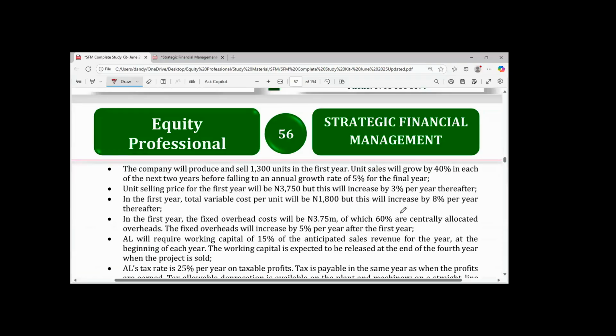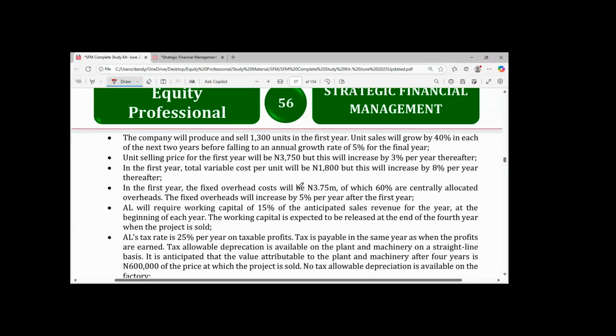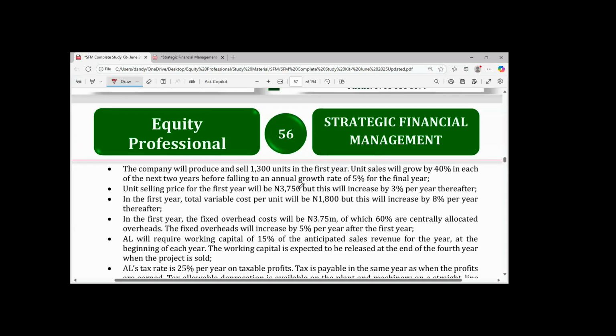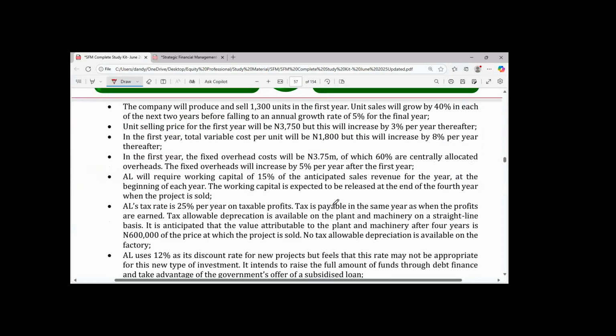The company will produce and sell 1,300 units in the first year. Unit sales will grow by 40% in each of the next 2 years before falling to an annual growth rate of 5% for the final year. Unit selling price for the first year will be 3,750, but this will increase by 3% per year thereafter. In the first year, total variable cost per unit will be 1,800, but this will increase by 8% per year thereafter. In the first year, the fixed overhead costs will be 3.7 million, of which 60% are centrally allocated overhead. The fixed overheads will increase by 5% per year after the first year.